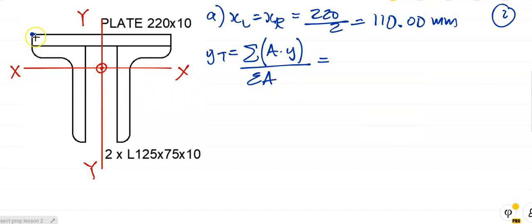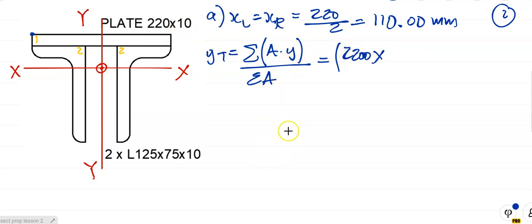I'm going to say that's element 1 and that's element 2. And I'm going to name that as element 2 as well because they are identical to each other and the distances about the central axis is the same. So element 1 and these 2 element 2s. Alright, element 1. What is area? It's 220 by 10, so it's 2200.